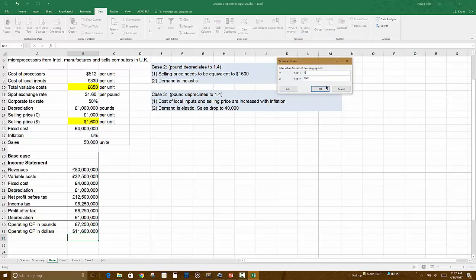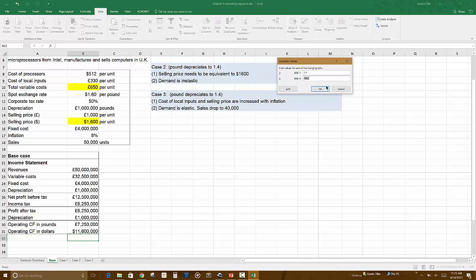The second thing is the selling price in terms of pounds. Now this time we can use our calculator to figure out. We want to have the equivalent price of $1,600, but now the exchange rate is 1.4 instead of 1.6. So assuming that the exchange rate is 1.4, to have $1,600, how many pounds does it need to be?